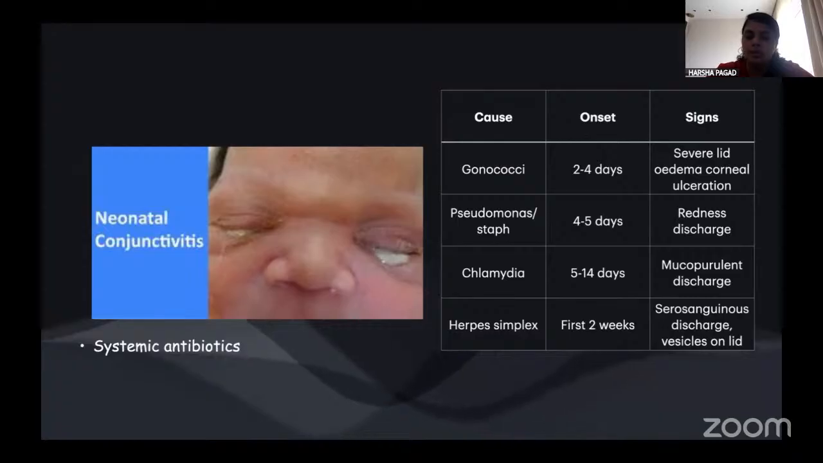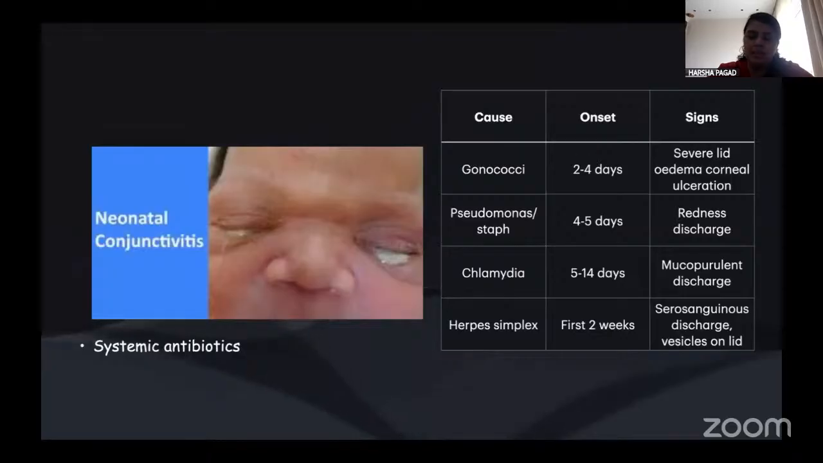Depending on the duration when this occurs, most of them are transmitted through the vagina because of sexually transmitted diseases like gonococci. The involvement is seen in 2 to 4 days. In Pseudomonas, the child acquires infection after 4 to 5 days. In chlamydia, it's about 2 weeks. And in herpes simplex, we see it in the first 2 weeks. Depending on the clinical features, we can distinguish the cause and accordingly treat with systemic antibiotics or topical erythromycin eye ointment.